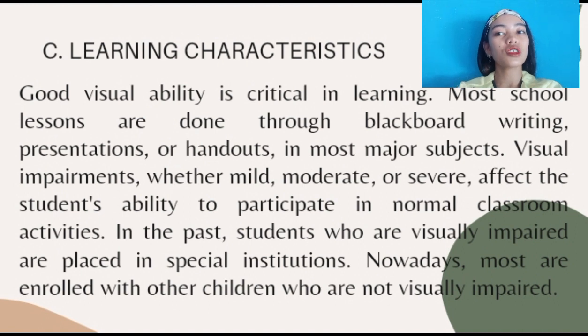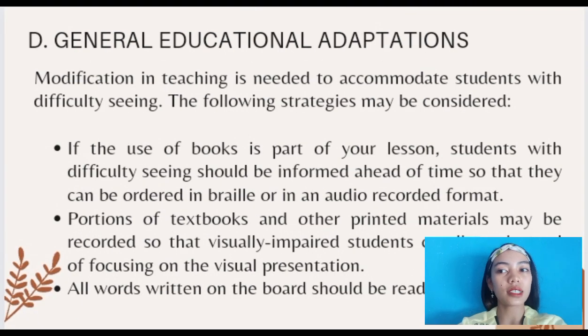And the next is general educational adaptations. Modification in teaching is needed to accommodate students with difficulty seeing. The following strategies may be considered. If the use of books is part of your lesson, students with difficulty seeing should be informed ahead of time so that books can be ordered in braille or in an audio recorder format.